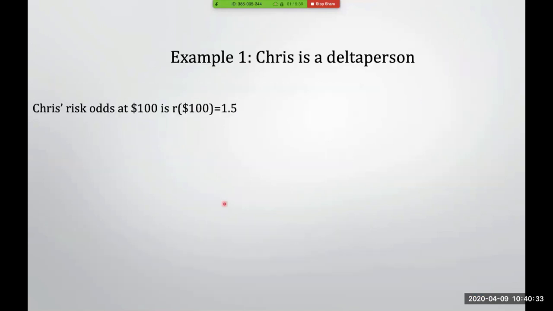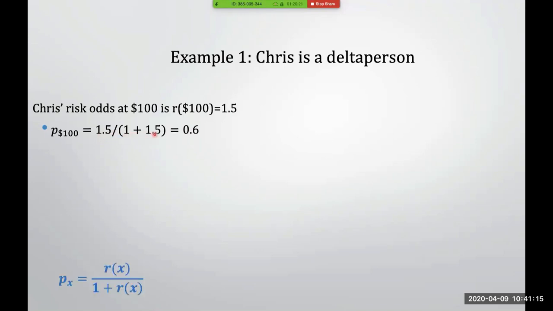Here is an example. If we know Chris is a Deltaperson, and that Chris has a risk odds of 1.5 for a dollar amount of $100. Again, get comfortable with this expression: R of $100, the risk odds of $100, is 1.5. Now the first question is, what is Chris's preference probability in a binary deal between winning or losing $100? That is just the R over 1 plus R expression.